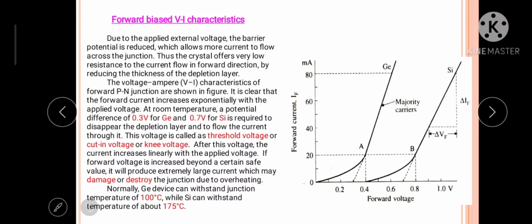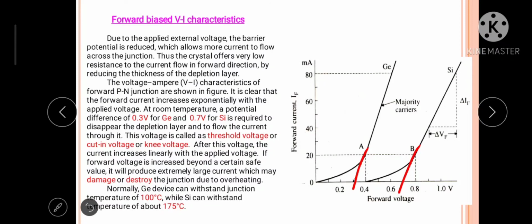Actually, the voltage for germanium it is 0.3, we can show it like this, and the same voltage for silicon it is 0.7. After this voltage, the current increases linearly with the applied voltage. That means if forward voltage is increased beyond a certain safe limit, it will produce extremely large current which may damage or destroy the junction due to overheating.